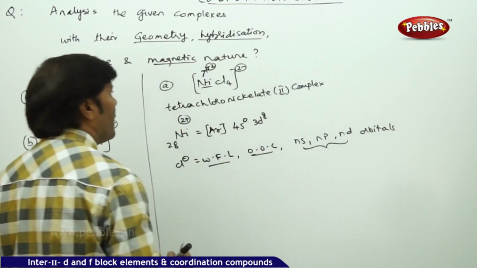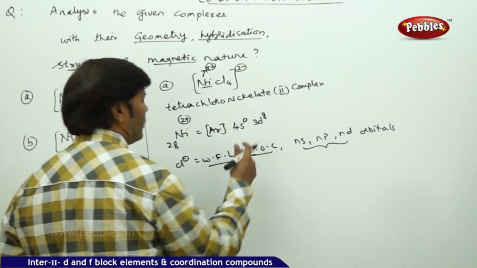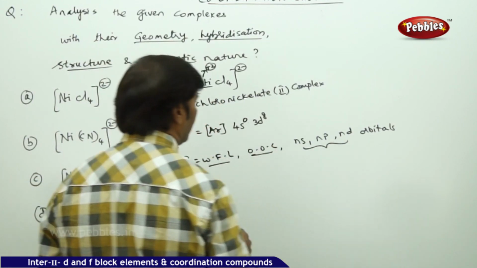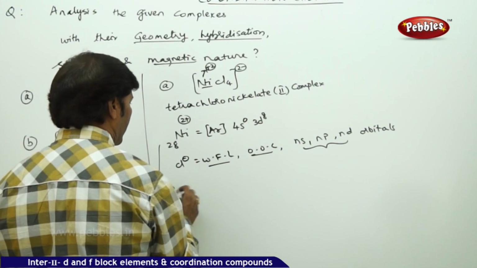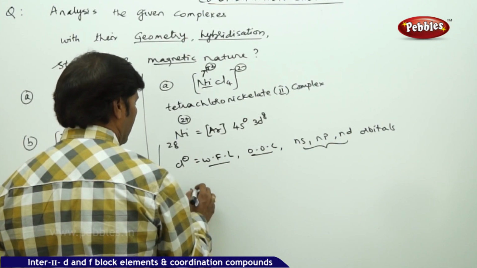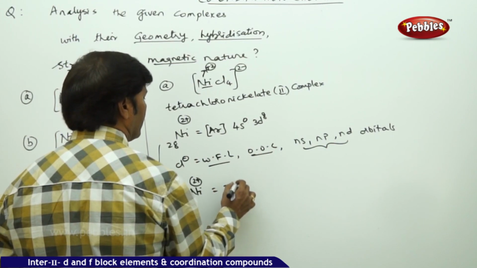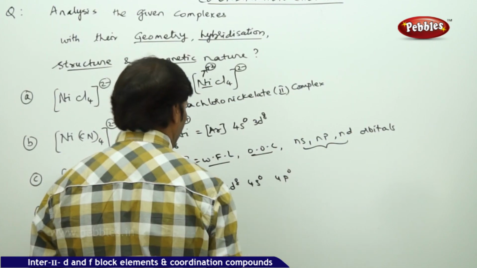So therefore what we can do here is take the nickel configuration, because it is utilizing the ns, np and nd configuration. So I am just going to take again the configuration as nickel 28 of +2. I am going to take it as 3d8 of 4s0 of 4p0.